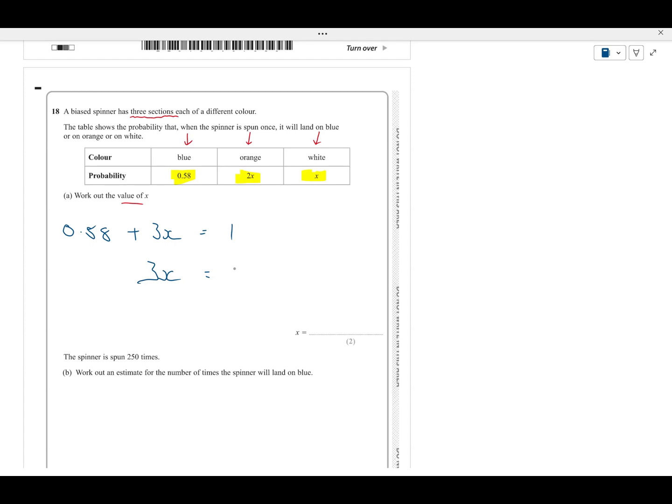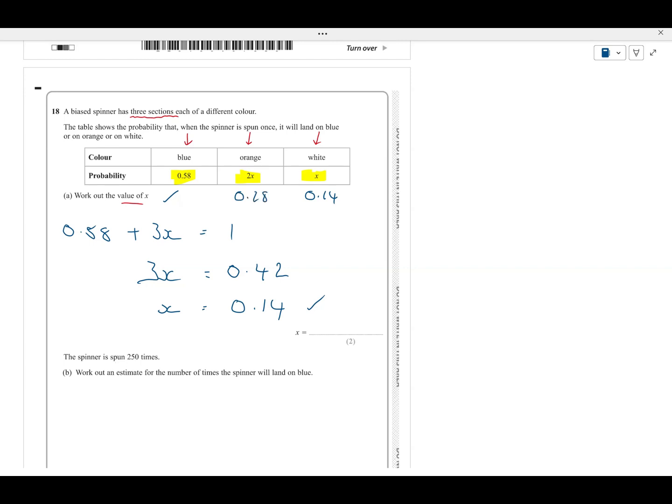So 3x has to be 1 minus 0.58, which is 0.42. So divide by 3. X has to be 0.14. I've found the value of x. So that means, by the way, that white is 0.14 and orange is 0.28. I wonder if that'll be useful in a minute.